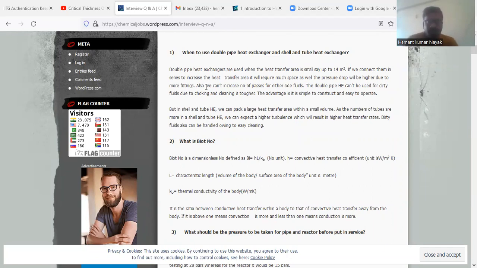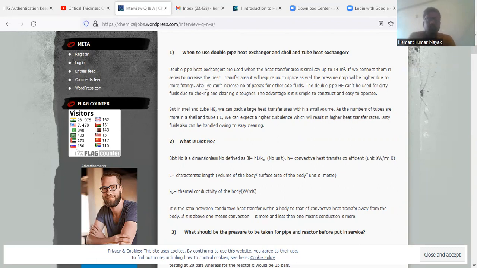So for a small heat transfer area, about 14 meter square, we use a double pipe heat exchanger, and for a large heat transfer area, we use a shell and tube heat exchanger. In case of a shell and tube heat exchanger, we have more number of tubes, so dirty fluids can be handled.